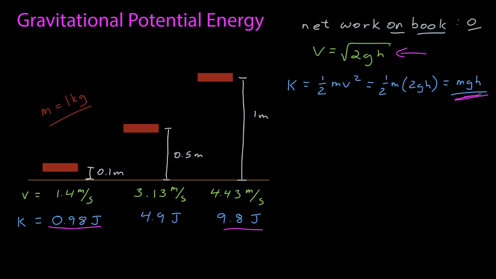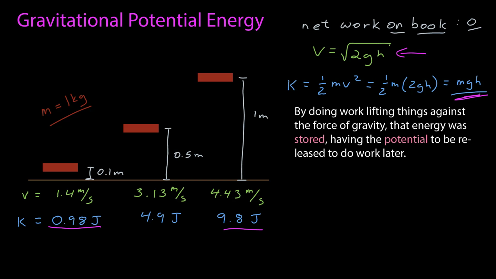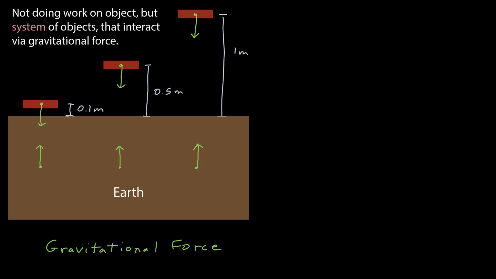How is that possible? And the answer is, by doing work, lifting things against the force of gravity, that energy was stored inside the system of the book and the Earth. And that system, having stored the energy, has the potential to release that energy to do work later. Let's take a closer look at how this happens.